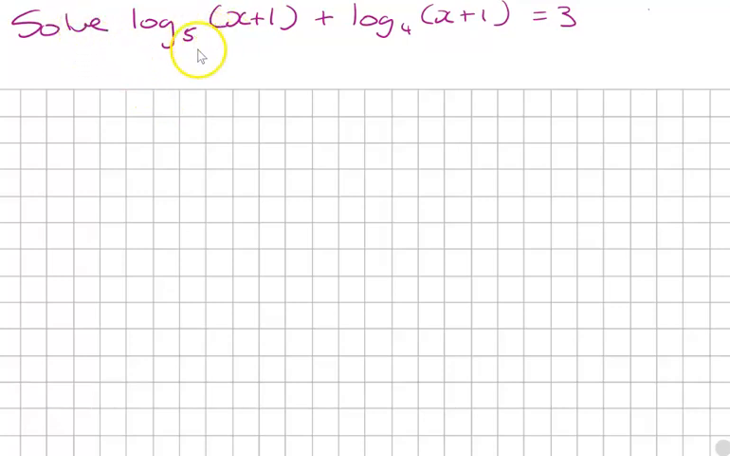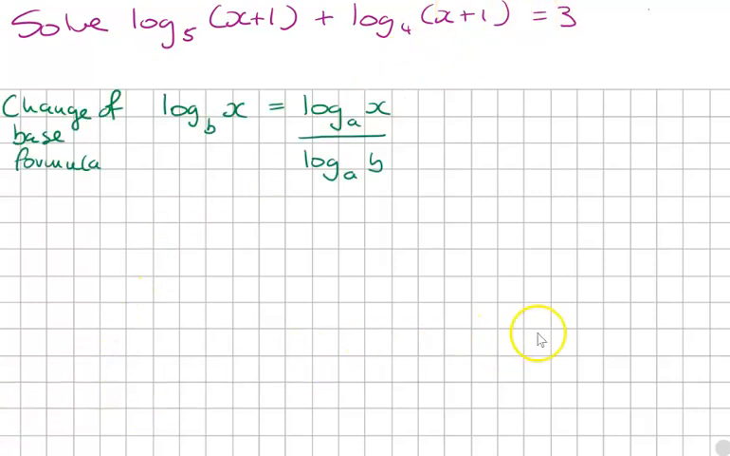Solve log base 5 of (x plus 1) plus log base 4 of (x plus 1) is equal to 3. So we're going to use the change of base formula from your formula book, and we can choose to either change both logs to be the base of 5 or both to be the base of 4. That's probably the quickest way to go about doing it, but you could actually make the logs any base that you want, so long as the bases match.